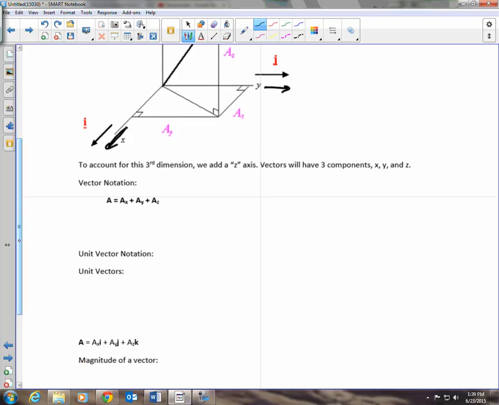In vector notation, we're going to put little arrows over things to denote vectors. So vector A is going to equal its x component plus its y component plus its z component. But remember, ax, ay, and az are vectors, so you have to add them like vectors.